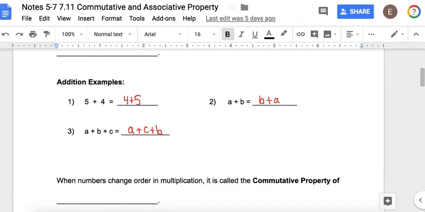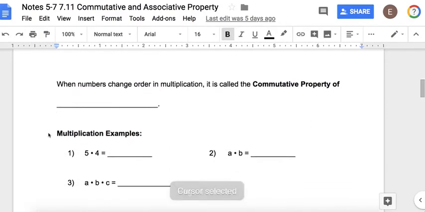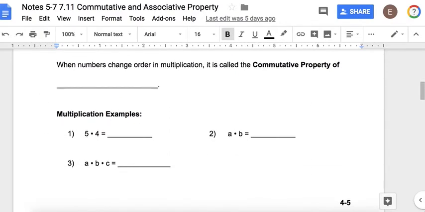Now we're going to cover the commutative property of multiplication. So when numbers change order in multiplication, it is called the commutative property of multiplication. Okay, let's look at some multiplication examples. 5 times 4 equals 4 times 5.